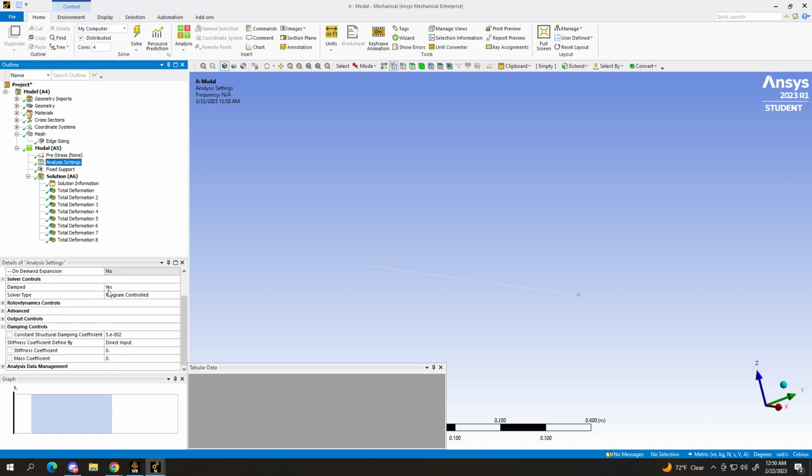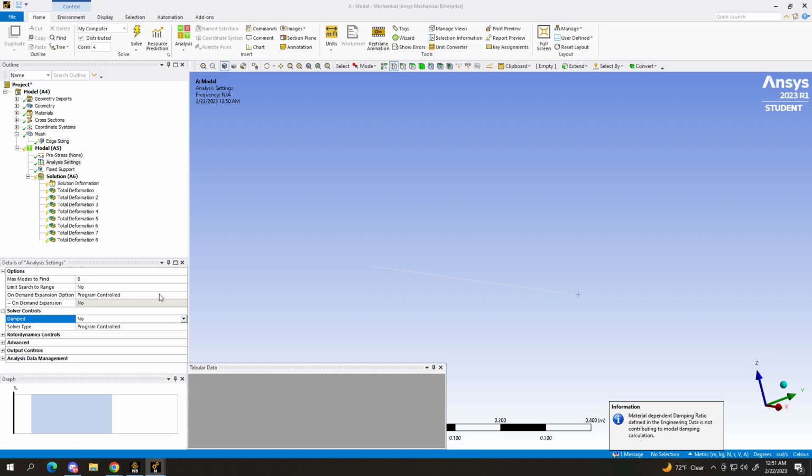So here is where I changed whether it was damped or undamped. And I started off with hitting no. So this is the natural frequency of an undamped cantilever beam made out of aluminum. And I just hit solve.